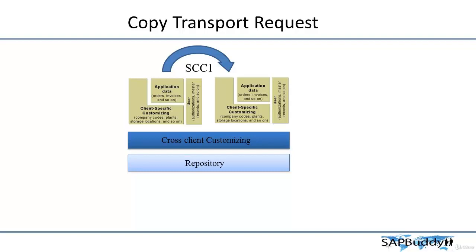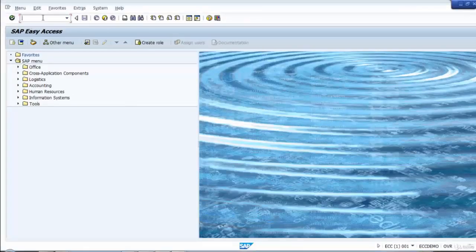So we will see how it works in the system. What we need to do is log in to the target client in order to copy the SCC1 transports. So let's log into our system and see how we can copy the TRs. Right now we are in our ECC system. Actually, you need to log into the target client where you want to copy this TR. Then from there only you will be copying the TR from the source client.